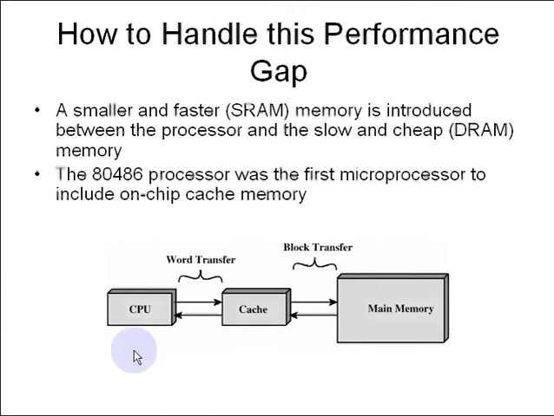As I have already said, CPU is much faster, whereas main memory is slow. So in between CPU and main memory, a memory called cache memory is introduced. Cache memory is a small amount of memory, but it is faster memory.